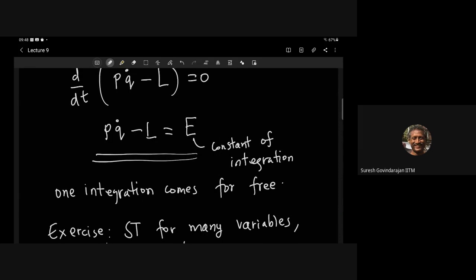Yes. E is a function, right? It's not. E is a number, not a function. E is a number. It's a constant of integration, which is determined by your initial condition.